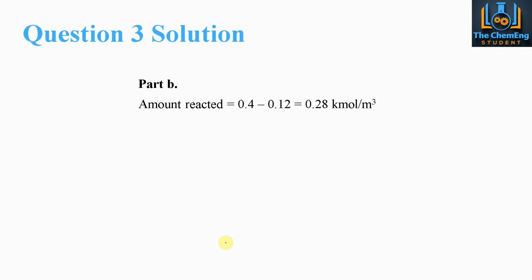Now part B is for the amount of heat that is required to be removed. So we know the amount reacted, because we started with 0.4 and then went down to 0.12. So we know that the amount reacted was 0.28 kmol per meter cubed. Now we can perform a moles, concentration and volume calculation, and that would tell us the amount of moles reacted in this system, because this is the concentration in kilomole per meter cubed, we multiply that by the volume, and that tells us that the moles of the system is 0.028 kilomoles.